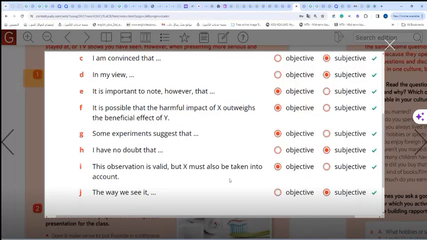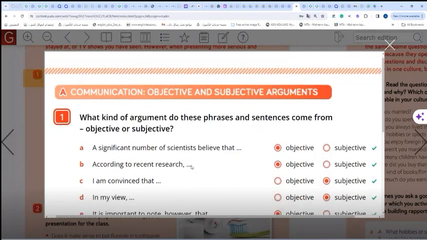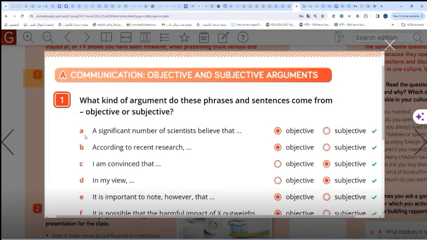So what about the objective ones? Now let's check the objective ones. So what about number A? Could you read it, please? A significant number of scientists believe that. Excellent. What about the second, the next objective one? According to recent research. Good.